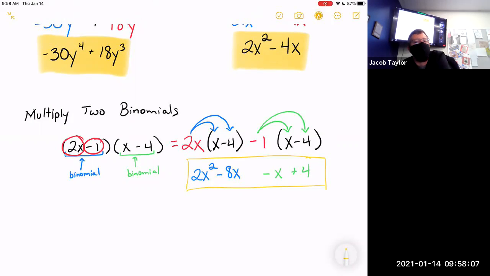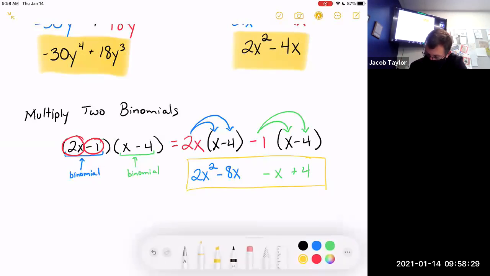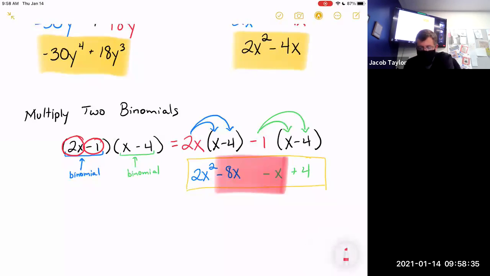So when we look at this 2x squared minus 8x minus x plus 4, the question we want to ask ourselves is, is there anything I can combine? I know I can't combine all of it because some of it's x squared and some of it's x and some of it's a number, but is there anything in there, any like terms that can be combined? The answer is yes. What are they? Yeah, the x's. Those are the like terms, the ones with x's.